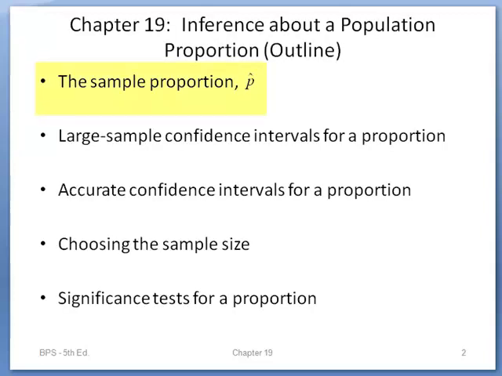The point estimate for the population proportion is the sample proportion, p hat. So we'll be learning about that in Chapter 19. We're going to learn how to do large sample confidence intervals for a proportion, and then we're going to learn how to do accurate confidence intervals for a proportion, choosing the sample size, and significance tests for a proportion.